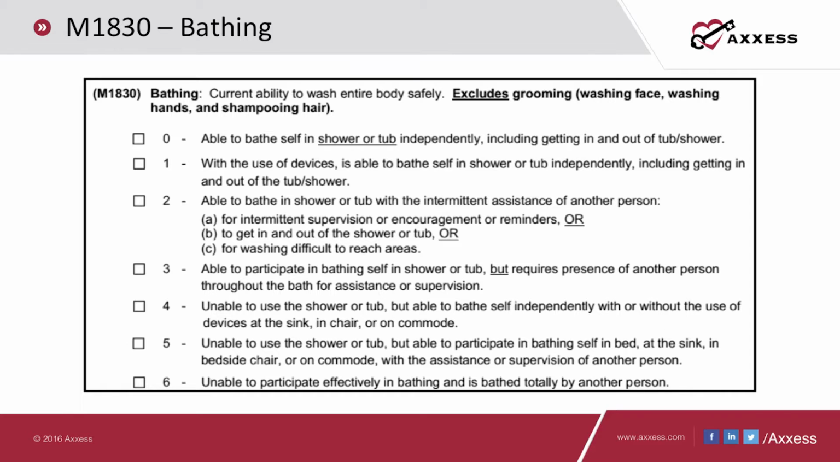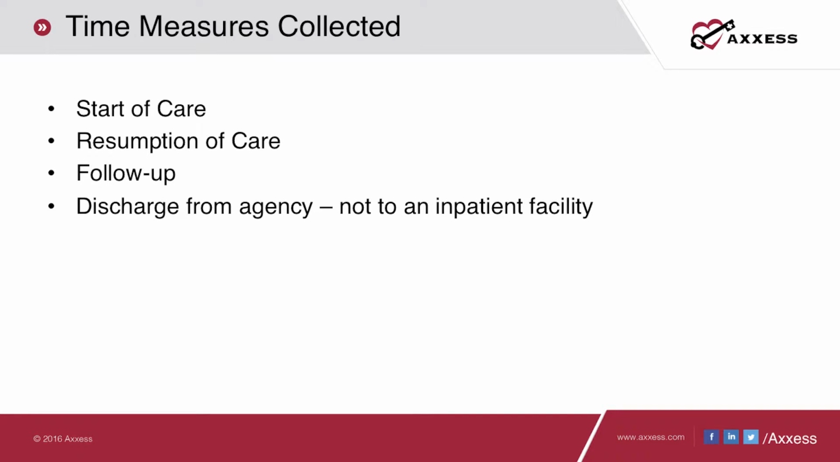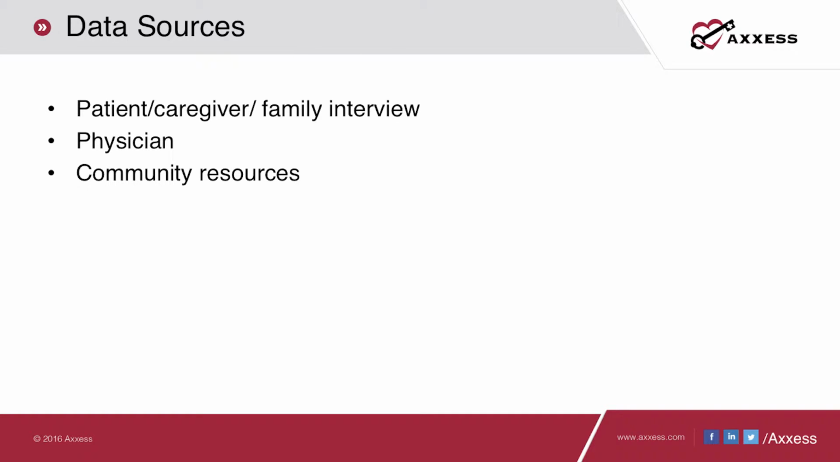There are 6 indicators: 0 through 3, the patient is able to participate in some form of bathing; 4 through 6, the patient is unable to participate in all required fields. This indicator is collected at start of care OASIS and resumption of care OASIS, as well as follow-up and discharge from agency OASIS. To collect this data, you may want to consider information from the patient and caregiver.